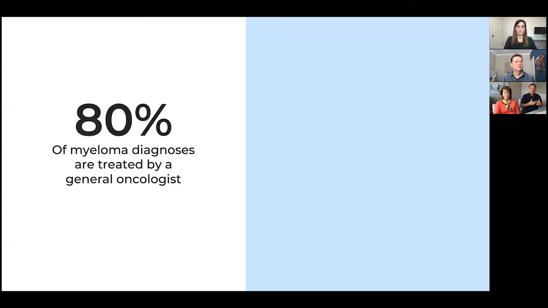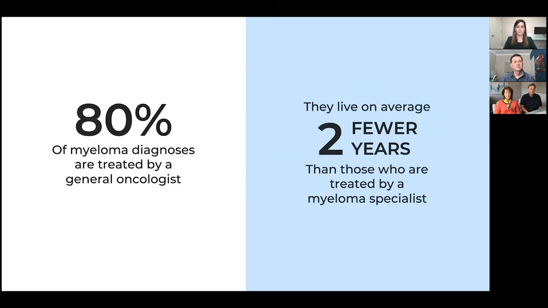There are fewer than 20% of the hospitals that do research or clinical trials, and most are just delivery systems. But he said the data show that those patients being treated by a general oncologist are living 2 years fewer than those being treated by a specialist. So if we did nothing else and stopped the seminar right here, we'd say, go talk to a specialist. You will live longer. That's true. Period. Full stop.